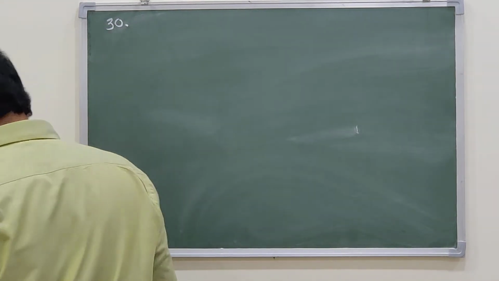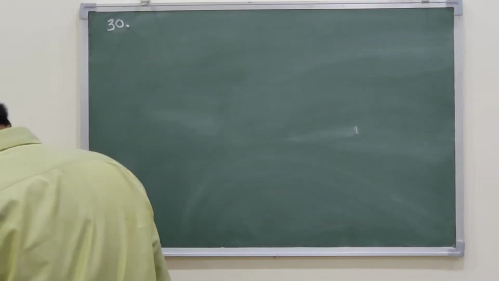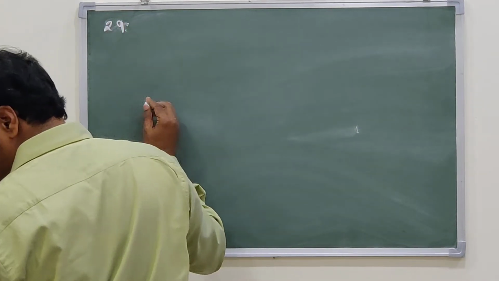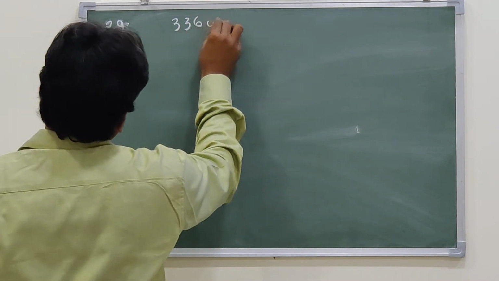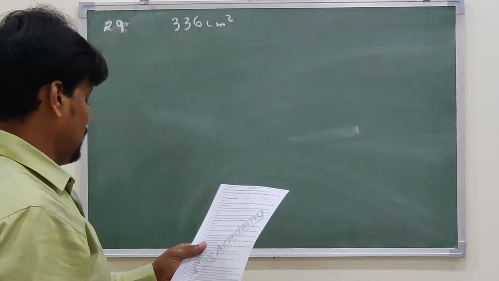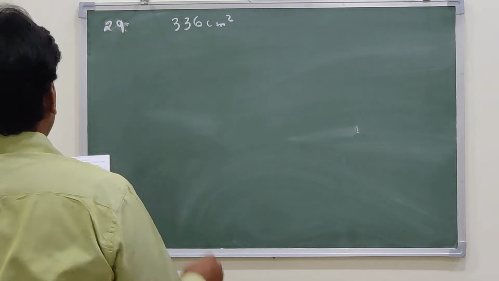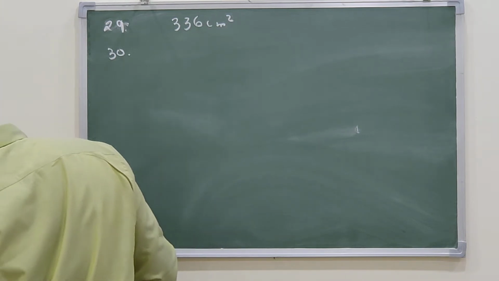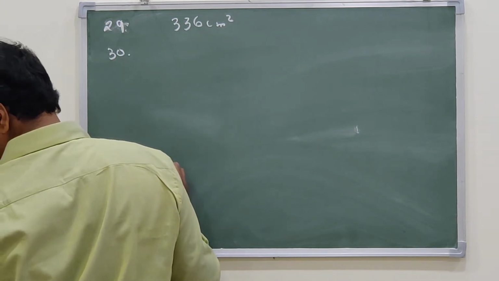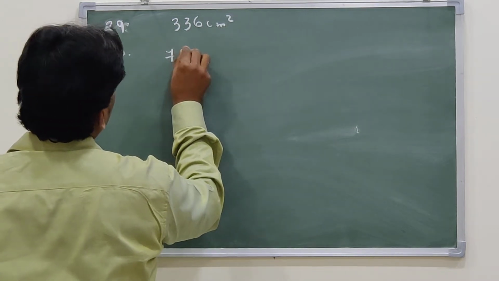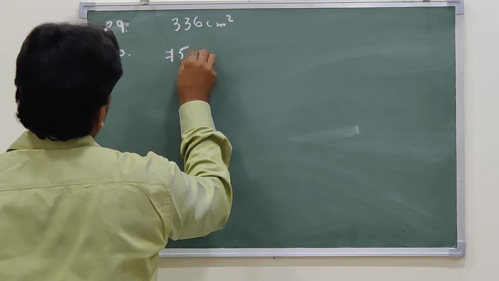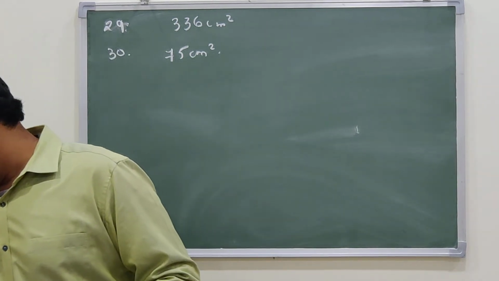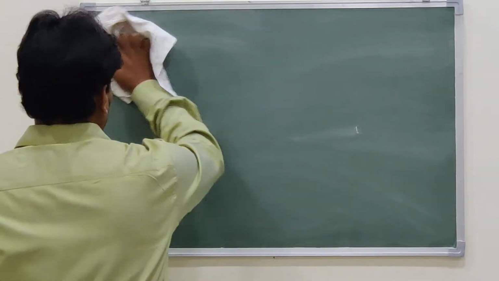For 29, the answer that we have is 336 centimeters square. That is answer number 29. And answer number 30 is 75 centimeters square. That's what the answers are. Let us see how. First we'll do question number 29.